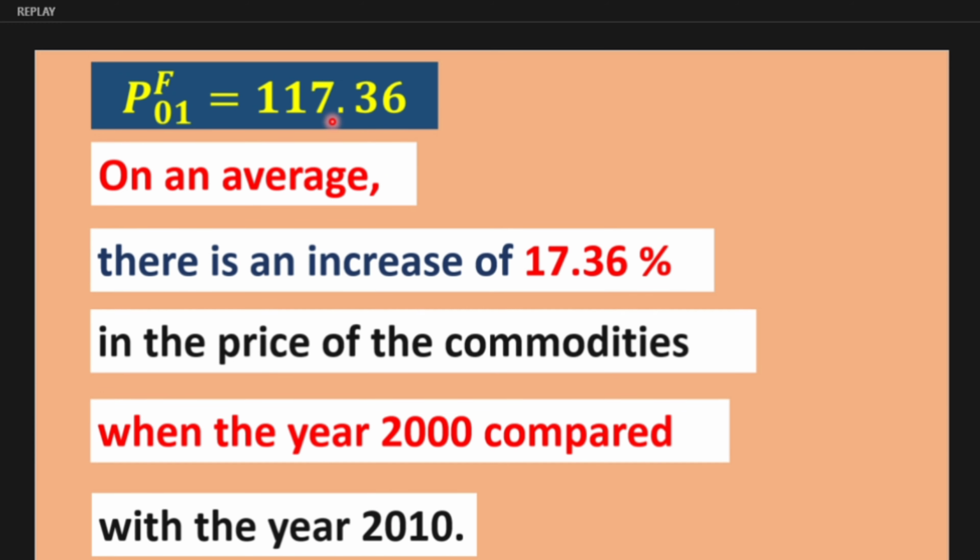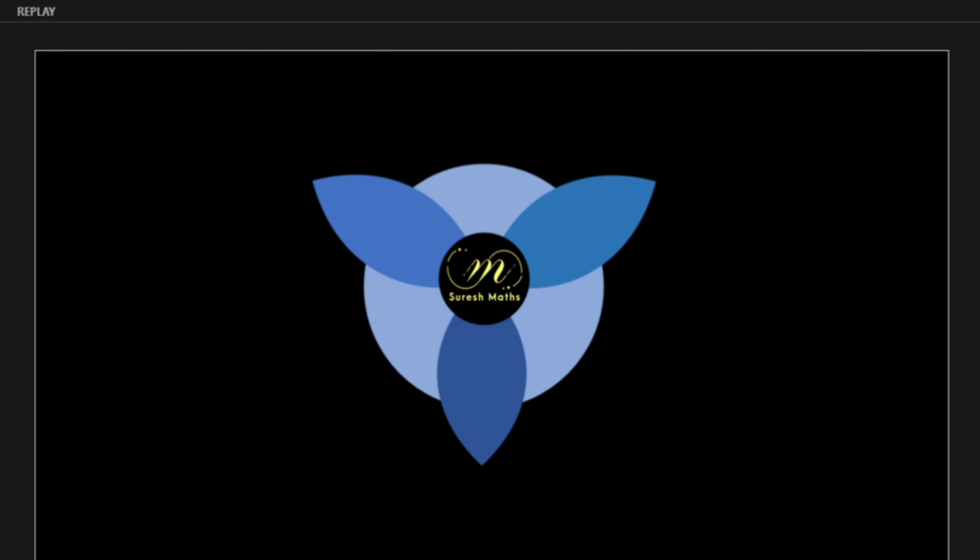Fisher's index number is 117.36, and on average there is an increase of 17.36% in the price of commodities when the year 2000 is compared with the year 2010. That's all.